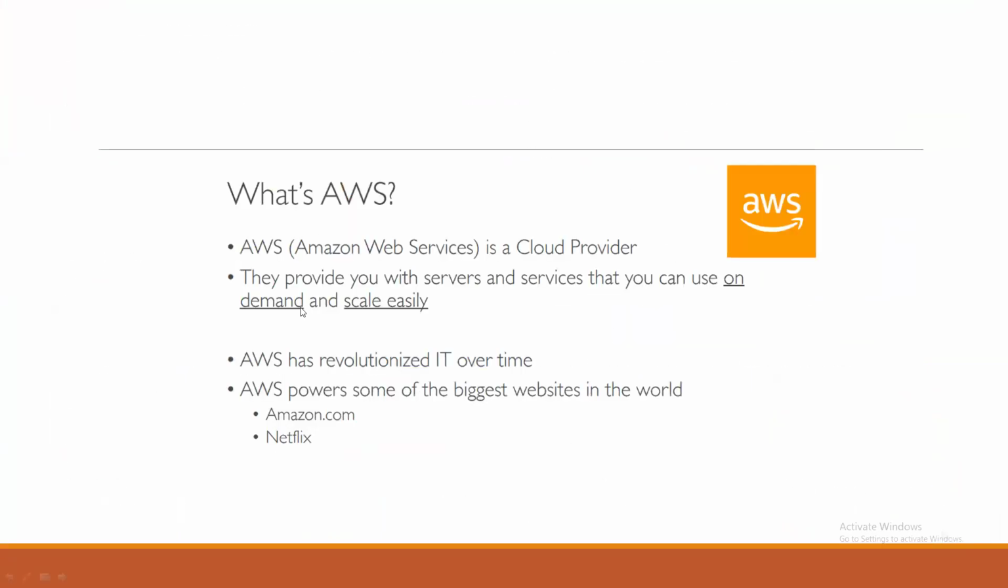Yeah. So what is AWS? Amazon Web Services is a cloud provider. They provide all the servers and services that you can use on demand and scale easily. AWS has revolutionized IT over time. AWS powers some of the biggest websites in the world. So in the AWS cloud, they are deploying their websites. Amazon.com is also deployed in the AWS cloud. Netflix is also deployed on the Amazon cloud, the AWS cloud. Guys, right? AWS powers some of the biggest websites in the world.